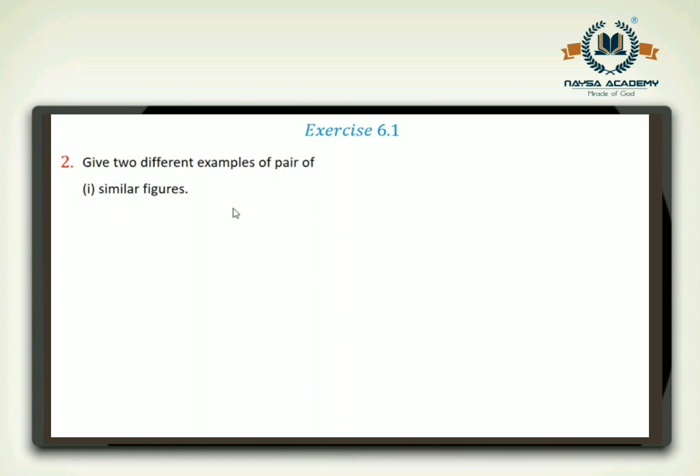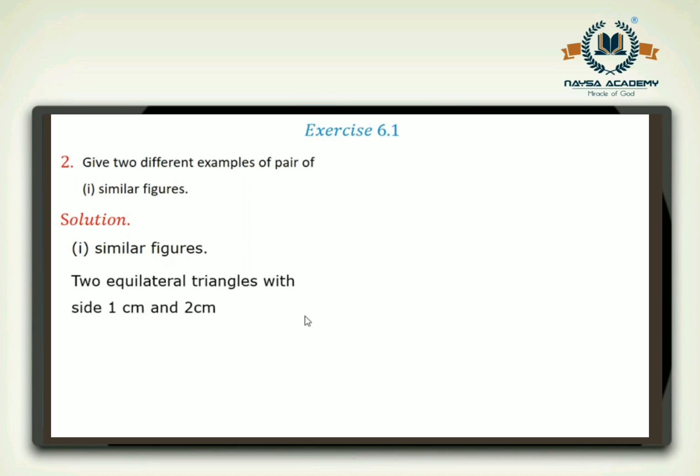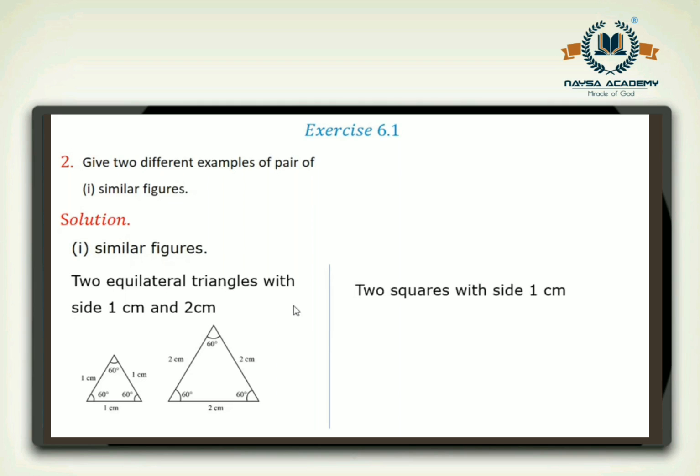Give two different examples of pairs of similar figures. Now here I have to check similar figures. So two equilateral triangles are similar figures. For that I can say two equilateral triangles with sides 1 cm and 2 cm. And one more example, I will take two squares with sides 1 cm and 2 cm. So these are examples of similar figures. Like that you can give examples of circles or any other figure.